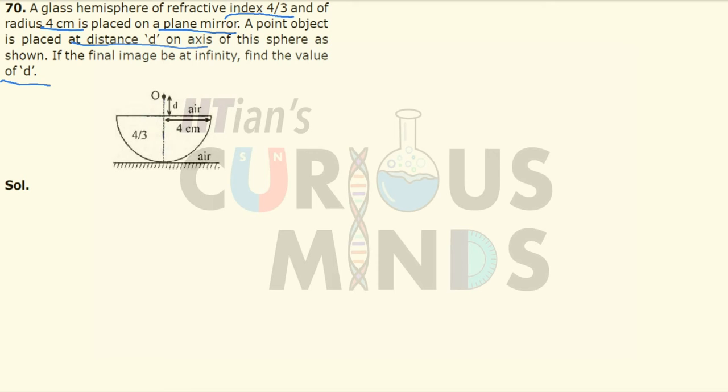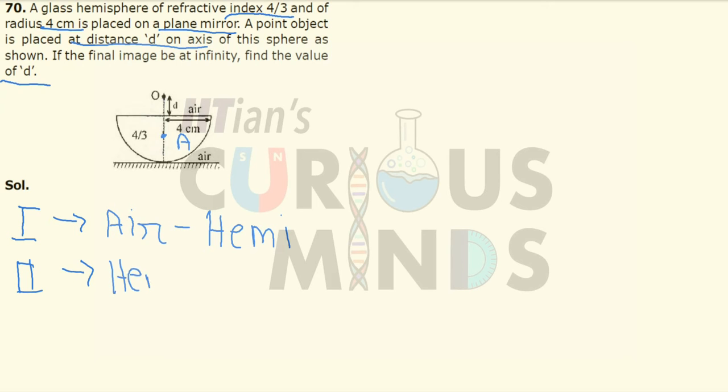Now first of all, I will divide it into various processes. The first process will be when the object is in air, and here the image is formed in the glass surface, or hemispherical surface. The second process is, let us say it forms an image somewhere over here, in the second surface. Now the object is in the hemisphere and it is going into air over here; it is not directly going to the glass, it is going into air.